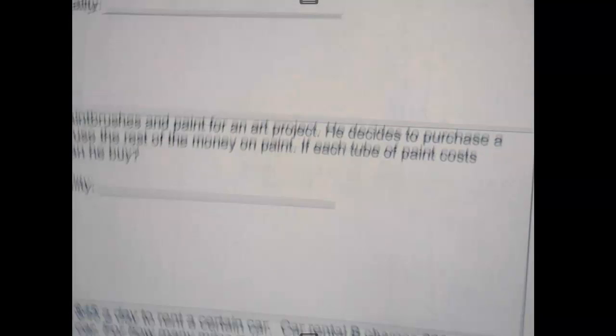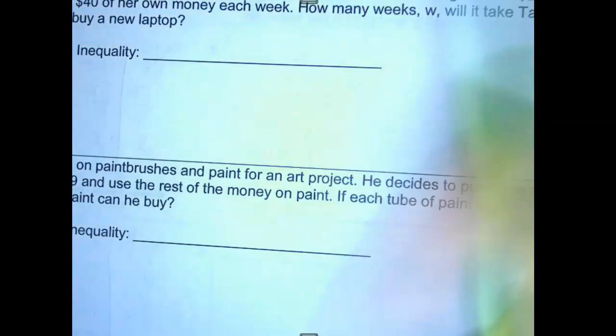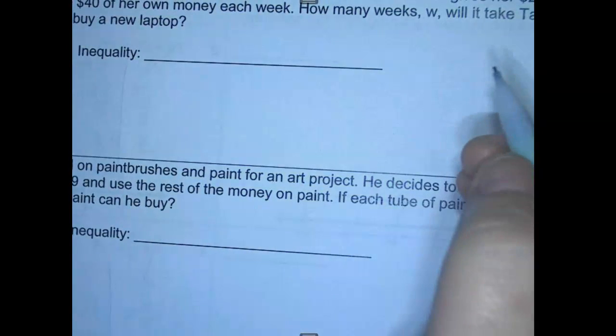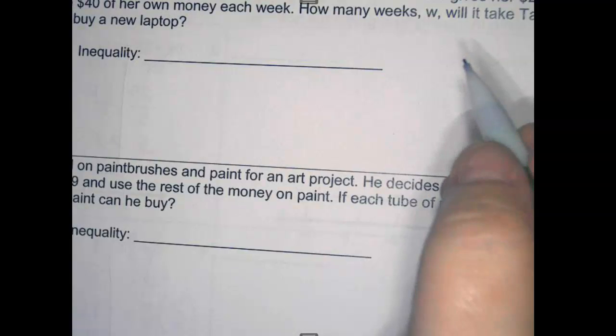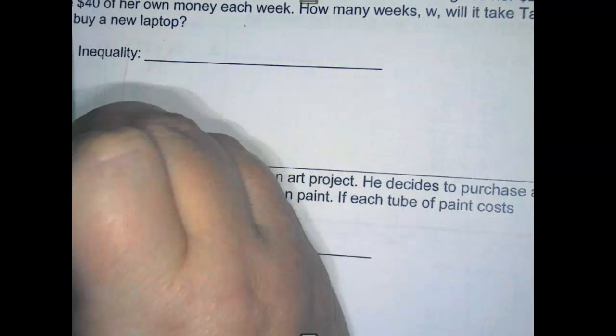Tammy is saving money for a new laptop that will cost at least $800. Her mother gives her $200 and Tammy plans to save $40 of her own money each week. How many weeks will it take Tammy to save enough money? So write the equation, solve it.